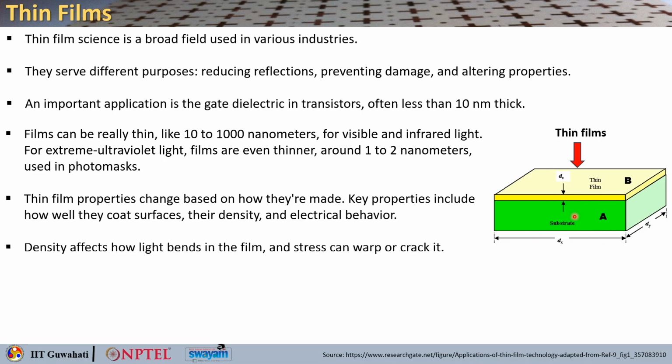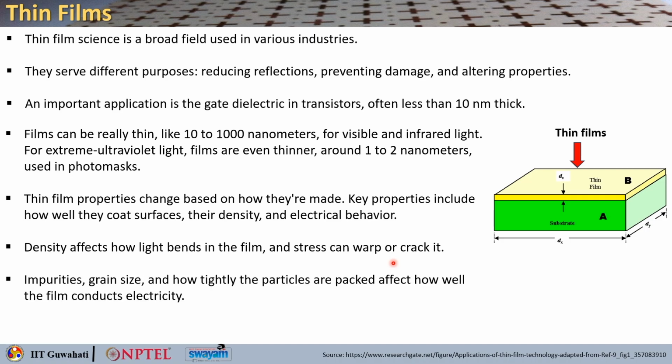Here you can see one such example of a thin film. Here is the substrate A and this is the thin film B that is deposited on the substrate. Now, the density is important because it affects how light bends in the film, and stress can warp or crack your film. Impurities, grain size and how tightly the particles are packed all affect how well the film is going to conduct electricity. So, besides its electrical behavior, the density also tells about the stability of the film.